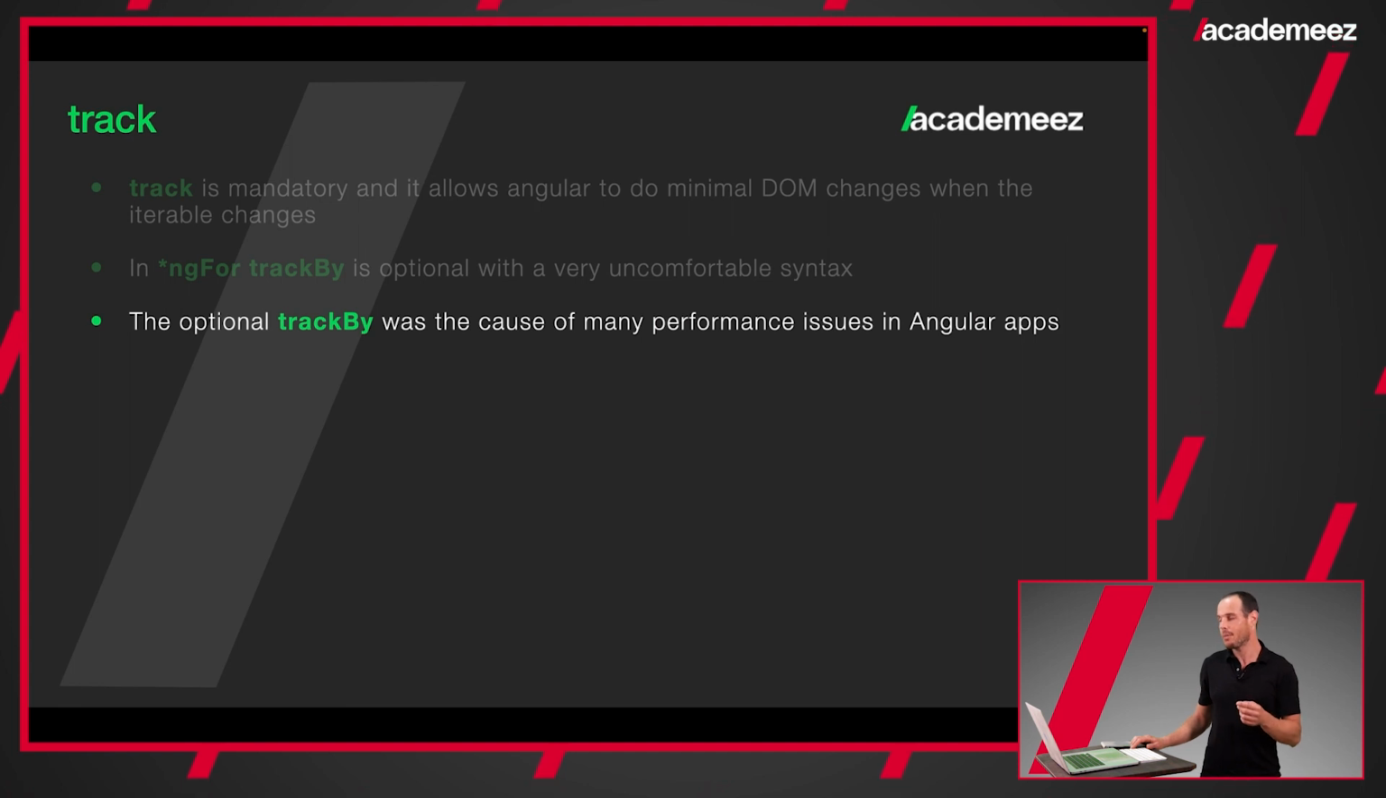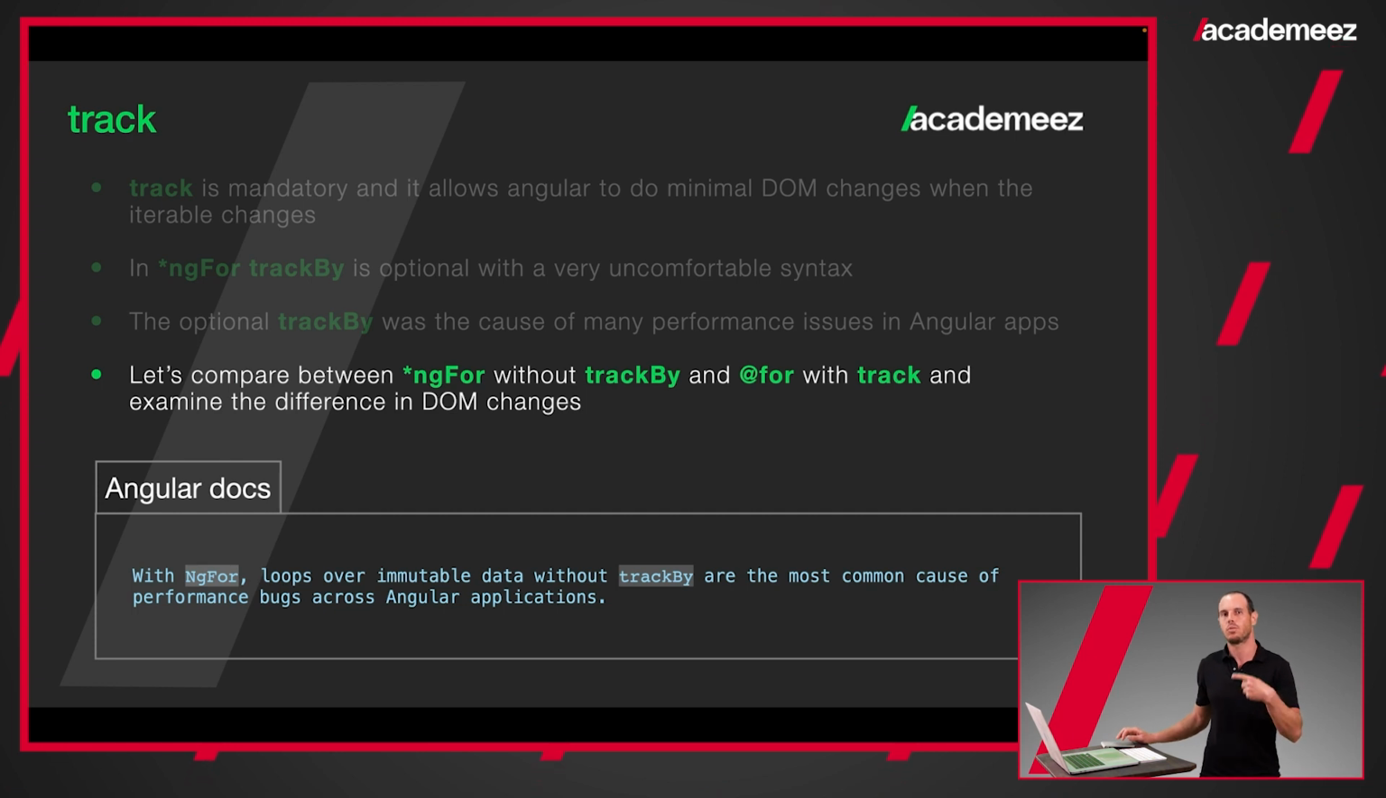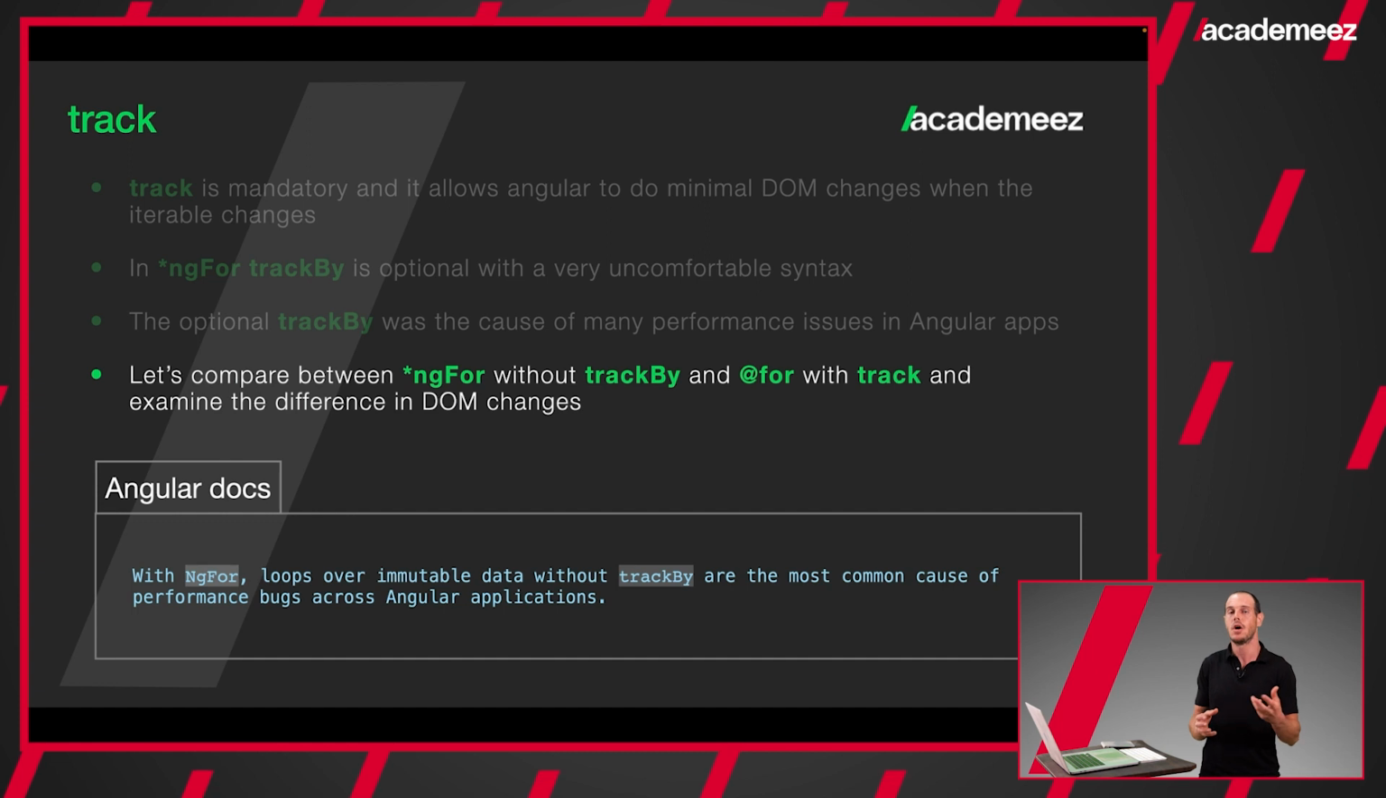The optional track by was the cause of many performance issues. We'll see in the documentation, they specifically say that with ngFor, loops over immutable data without track by are the most common cause of performance bugs across Angular applications. This is taken from the Angular documentation. So we saw also a comparison of what Angular does when you don't supply a track by. Angular might recreate the DOM element when it needs to update the DOM element. And we saw a comparison with the clone.